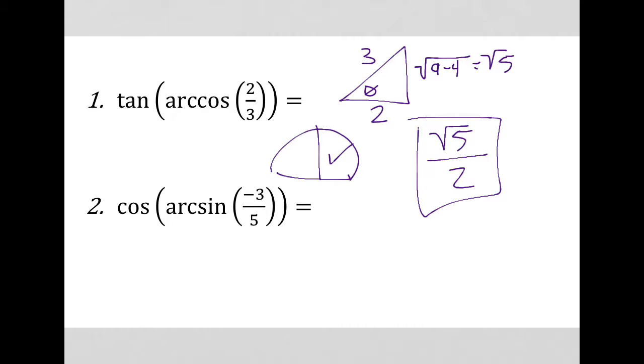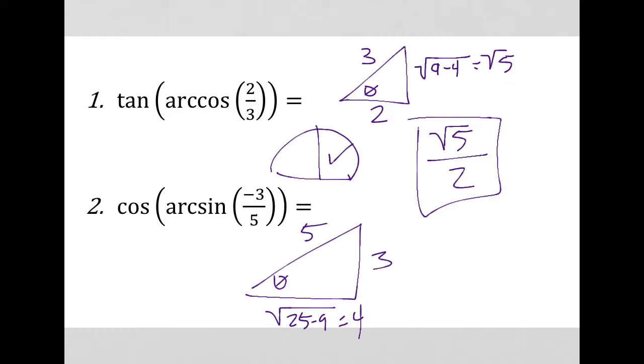Second problem here, arc sine of negative 3/5. So we draw our triangle. Sine is opposite over hypotenuse. So again, I'm going to need to use some Pythag to get 25 minus 9, which should give us 16. And so actually, I'm being silly. Didn't need to use Pythag because we have a 3, 4, 5 triangle right here. So that's kind of nice. What is cosine? Well, cosine is adjacent over hypotenuse, so we're going to get 4 over 5.